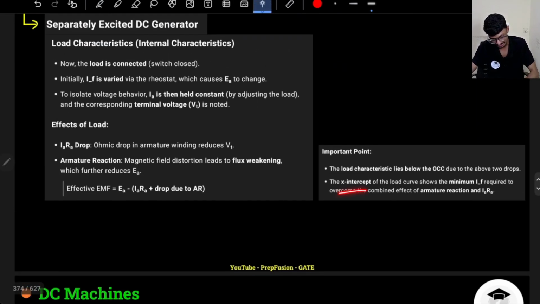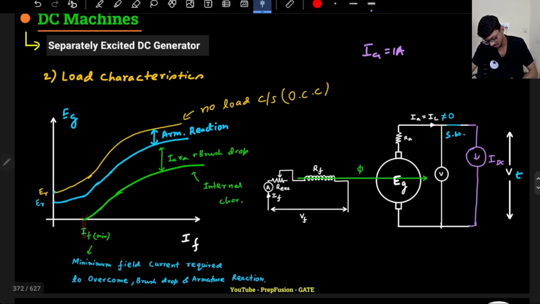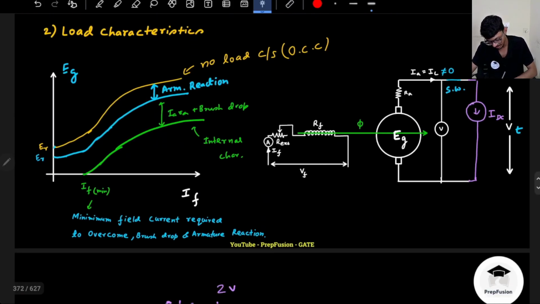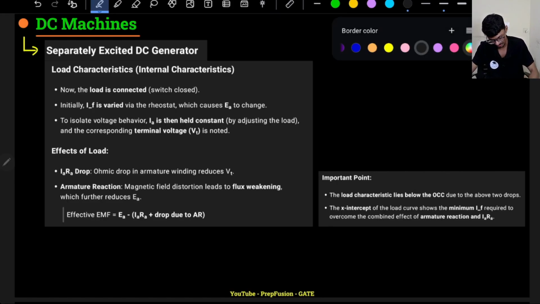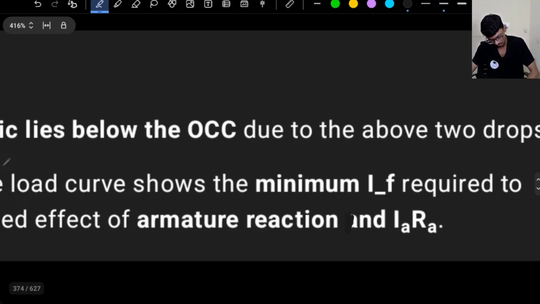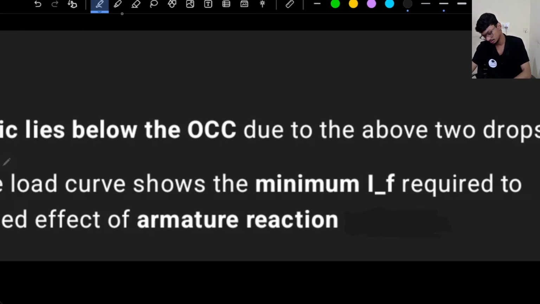The x-intercept of the load curve shows the minimum IF required to overcome the combined effect of armature reaction and IARA. Okay. So this x-intercept of the load curve right here tells me the minimum value of IF that is required to overcome the brush drop and armature reaction. IARA drop is not actually correct, because anyways current is not flowing. So how can I overcome the IARA drop? So it is technically incorrect. Only the brush drop and the armature reaction we will overcome. If some current flows, then only there is some brush drop, right? So yeah, those we will overcome basically.